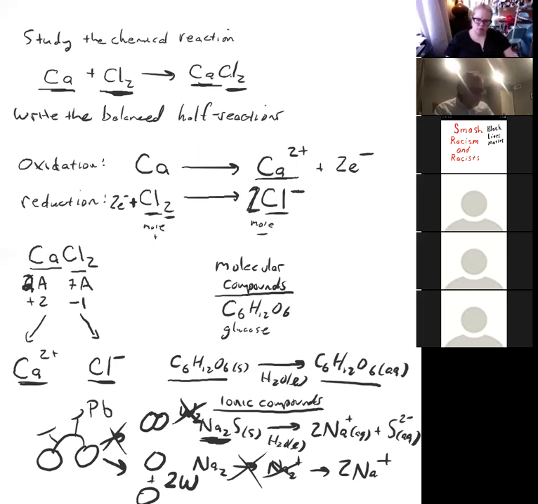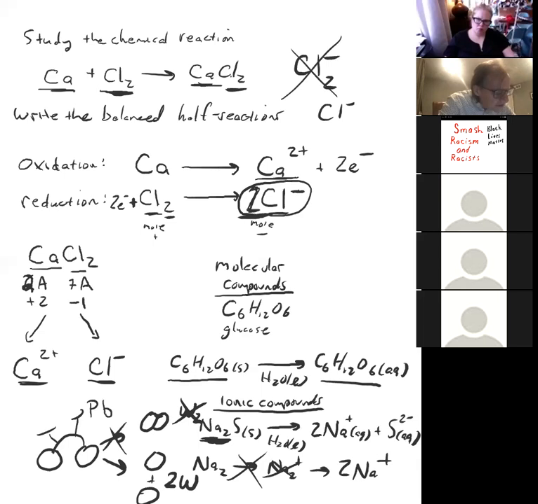So the reason that for this one you put the 2 in the front is because a chloride ion, Cl-, does not exist like this. It just doesn't exist. Not found in nature. It's individual ones, separate ions. And the way you'd show that is by putting the number in the front.